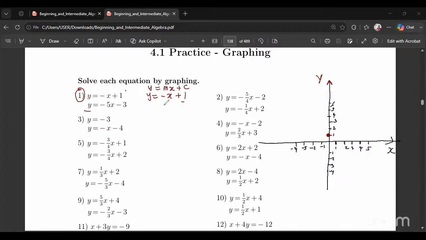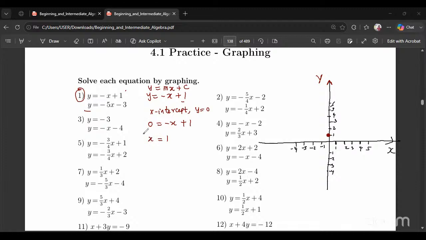The other point is the x-intercept. We just got the y-intercept, so now let's get the x-intercept. How do we get the x-intercept? It's simply when y is 0. So when y is 0, that's going to be 0 equal to -x plus 1. When you switch -x to the left-hand side, x is equal to 1.